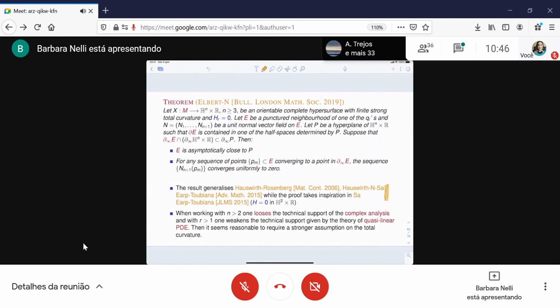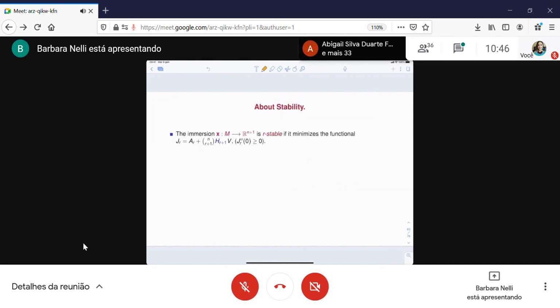Okay, so now in these last 4 minutes, I just want to tell something about stability. And this is work in progress. You remember the characterization by Reilly of H_R surfaces as critical points of a functional, this functional here. It's classical stuff. You say that something is R-stable if it minimizes this functional, so the second derivative is larger or equal than 0.